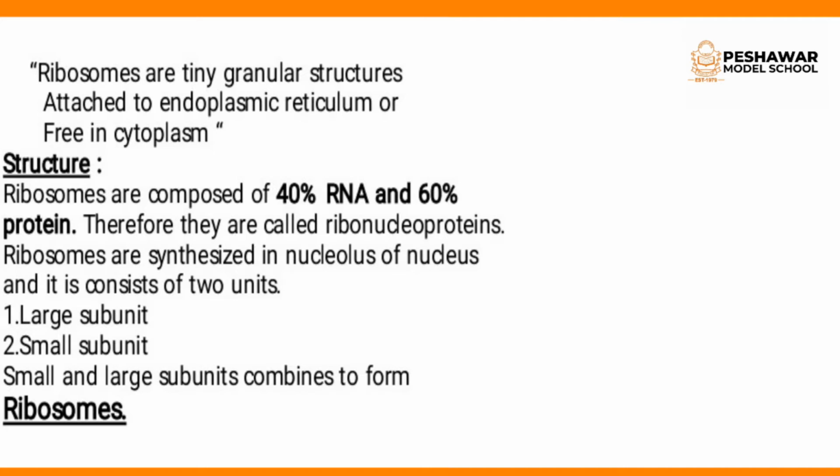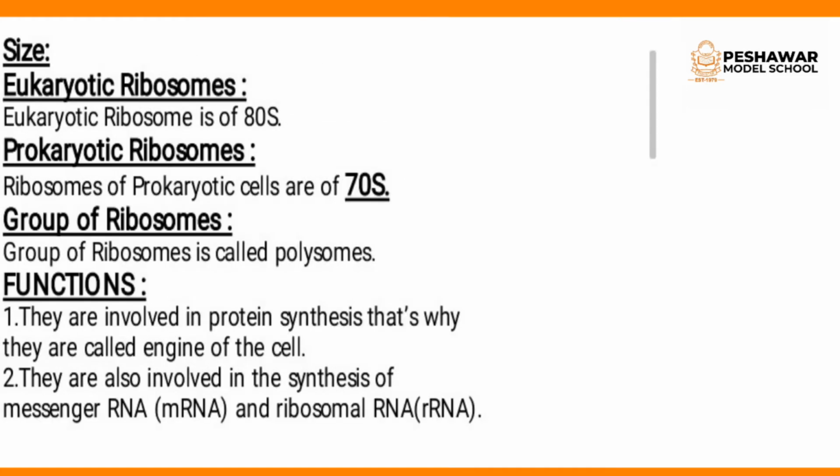Clear? Where does the formation of ribosomes take place? The formation of ribosomes takes place in the nucleolus of the nucleus, and it consists of two units, the large subunit and the small subunit. These units were discovered by a scientist known as Svedberg. So they are known as Svedberg units. Clear? The capital S denotes Svedberg. So it has two units, the large subunit and the small subunit. Small and large subunits combine together to form the ribosomes.